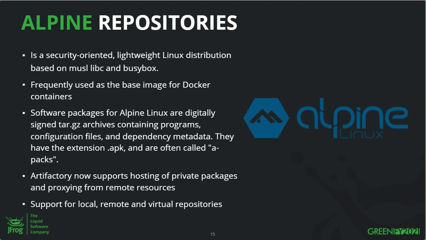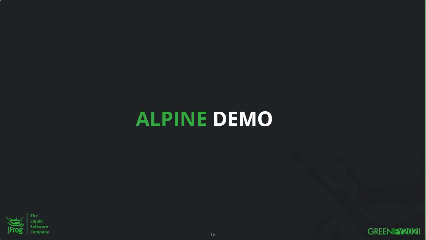So Artifactory now supports hosting of private packages and proxying them from remote resources as well. Of course, we already released the virtual repository with that to help you aggregate all of those self-hosted images, packages, and to proxy those third-party applications, third-party packages that you want to fetch in order to build your project. So without further ado, I want to jump to a short demo and show you how I'm going to use Alpine as a new repository in Artifactory.